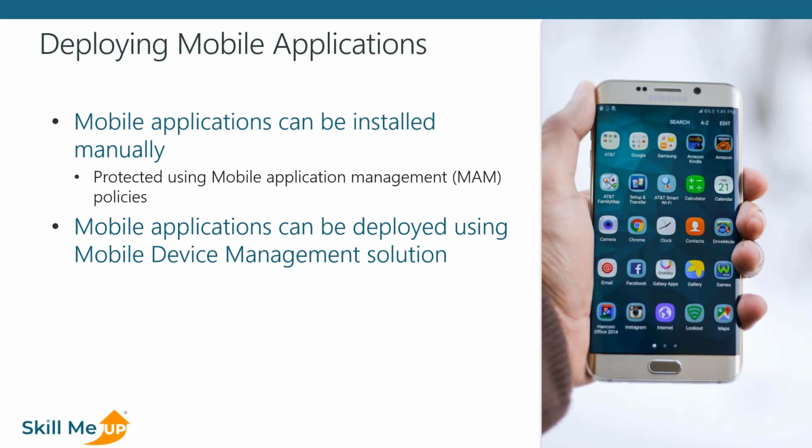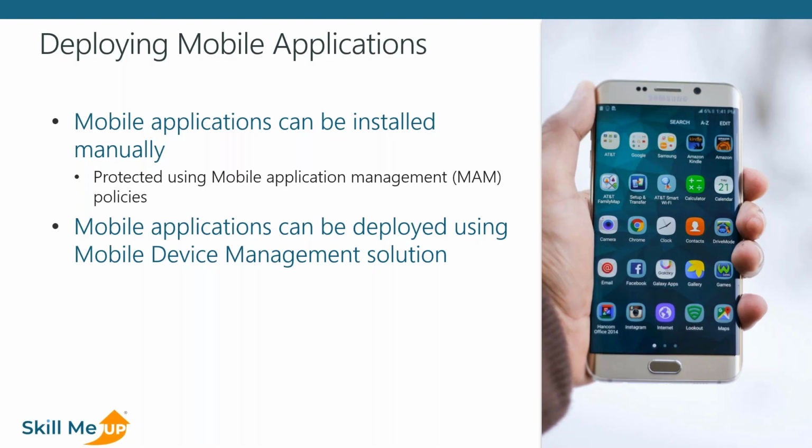Now, of course, you can also deploy those applications using a mobile device management solution. So, for example, if you were using Microsoft Intune in Microsoft 365, then you can obviously push out those applications. They can reside in the company portal application that you would deploy onto the mobile device, and then they can look at the approved applications that are there. Now, of course, the one thing to be aware of is that mobile applications, if they're installed manually, you'll want to do some kind of protection.